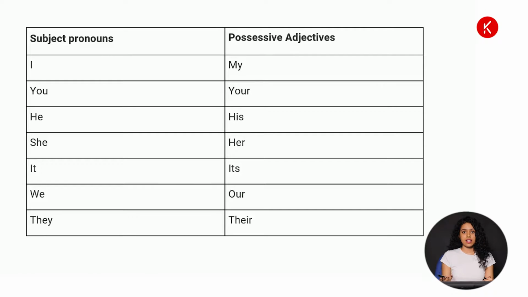Now, we use its when we are talking about something that belongs to a plant, an animal, or an inanimate object. What is an inanimate object? It is something that is not living, something that has no life. For example, I have a teddy bear. Its fur is very soft. It's very important not to confuse its with it's. Now the first one, its, is a possessive adjective. That's what we're learning about now. Now it's is short for it is. We'll explain more on that later.